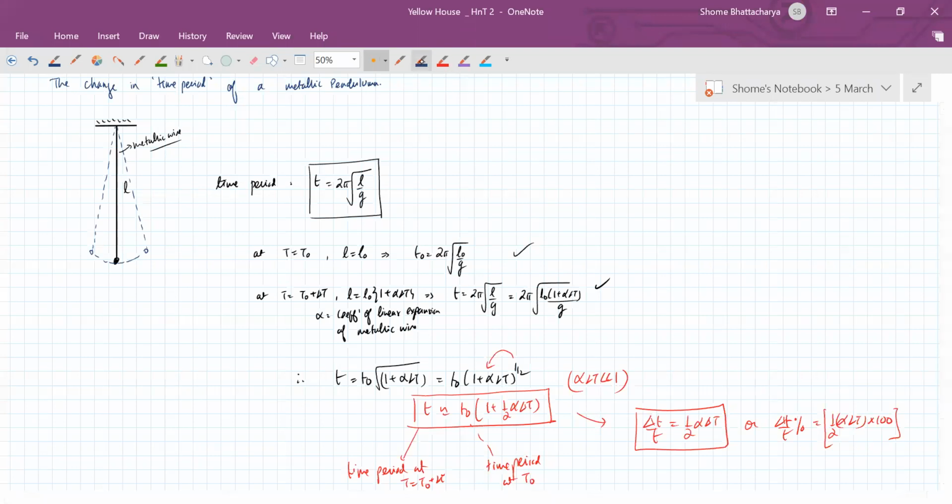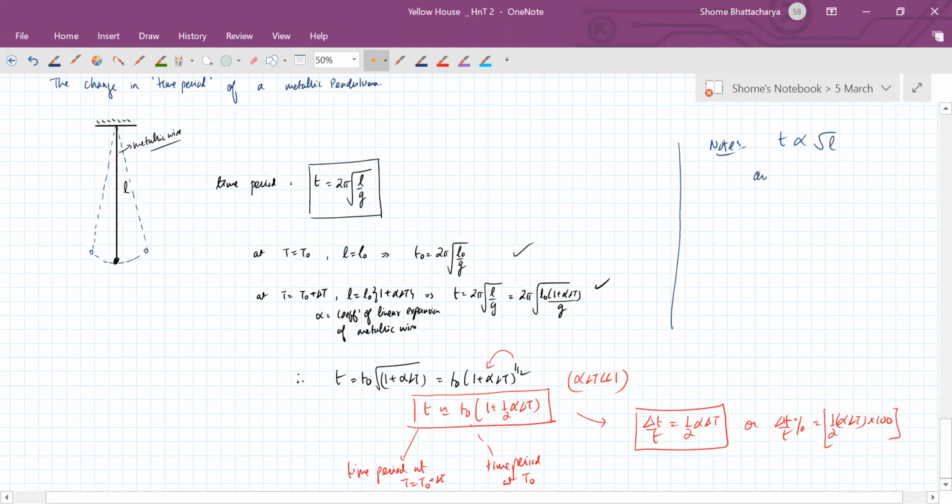And this can be understood directly from the fact that time period is proportional to square root of length, and delta L by L is alpha delta T. So obviously delta T by T will be half of delta L by L. Okay, so you can just remember it by this simple logic.